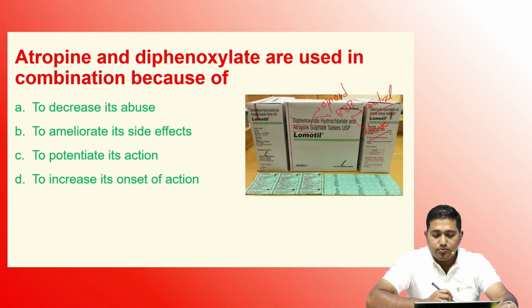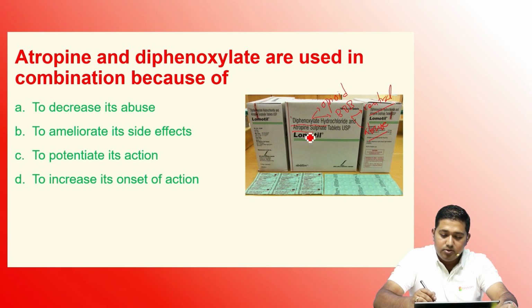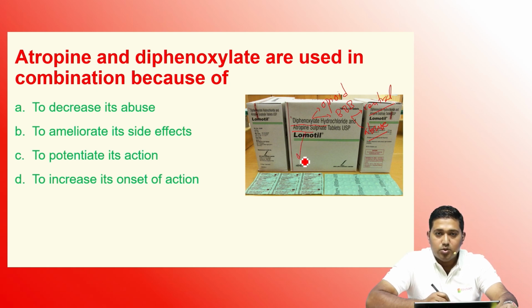So what to do now? Whenever there is an abuse potential, you want to combine with a very low dose of atropine. So what will happen if you combine with atropine? Whenever a person takes multiple tablets of diphenoxylate, in that scenario, the person will also have a high dose of atropine being taken unknowingly or unintentionally.